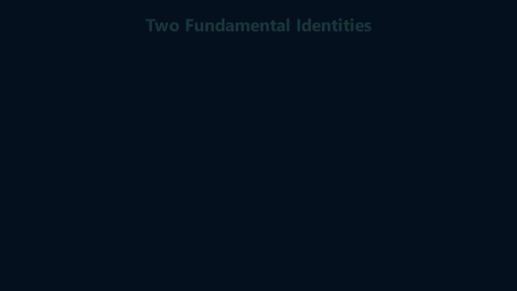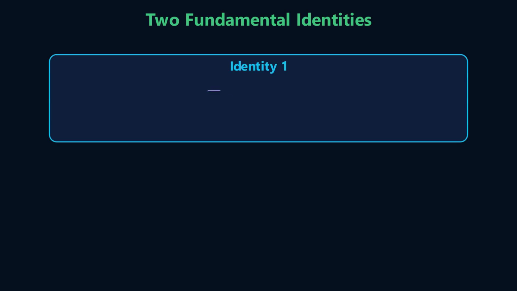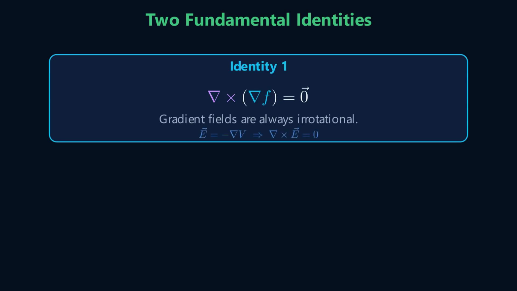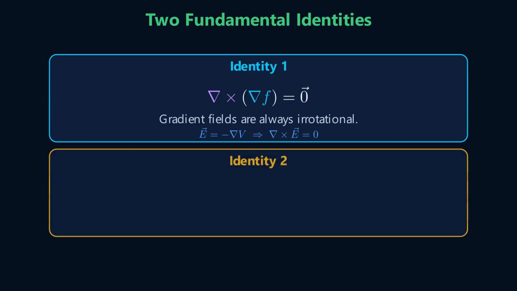Two important identities connect these operations. First, the curl of a gradient is always zero. That is, nabla cross nabla f equals the zero vector for any scalar f. This means gradient fields are always irrotational. In electrostatics, this tells us the electric field E equals minus nabla V has zero curl.